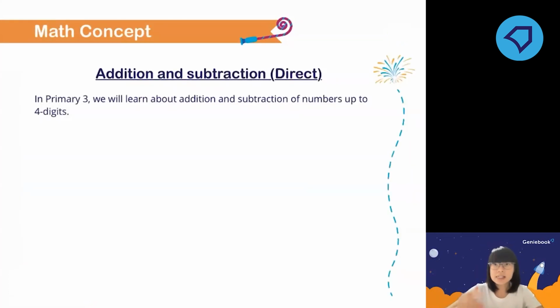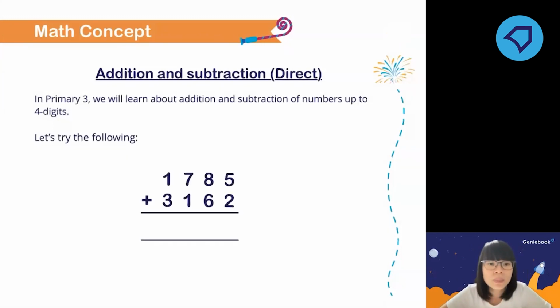Now let's go on to today's lesson. So addition and subtraction direct would just mean that they will directly tell you what you need to add and what you need to subtract. So this one is the usual one that we are all very, very familiar with. The only difference between P3 and P2 is that in P3, you will learn addition and subtraction of numbers up to 4 digits, because you guys already learned numbers up to 10,000. So a lot of numbers will appear in the thousands place right now.